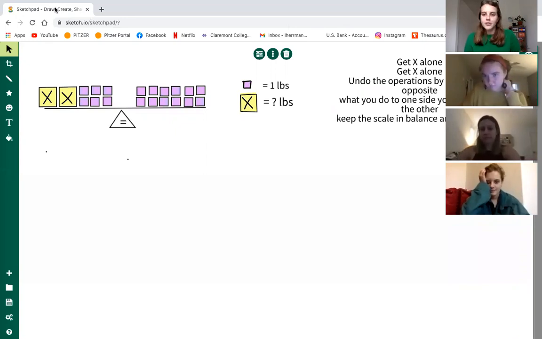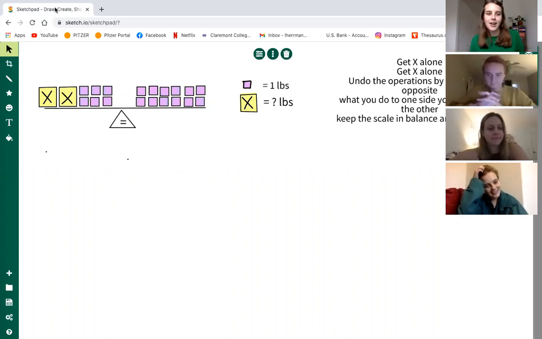So the chant goes, get X alone, get X alone, undo the operations by using their opposite. What you do to one side, you must do to the other. Keep the scale in balance and get X alone. All right, that's our basic. On the count of 3, we're gonna all sing it together. Unmute yourselves, don't be shy. I know it's gonna sound really weird, but here we go.